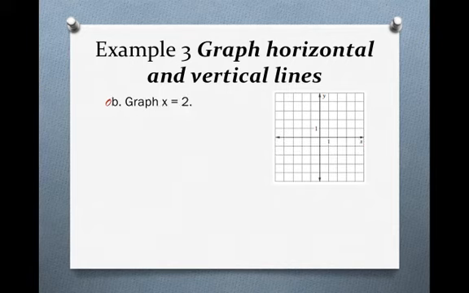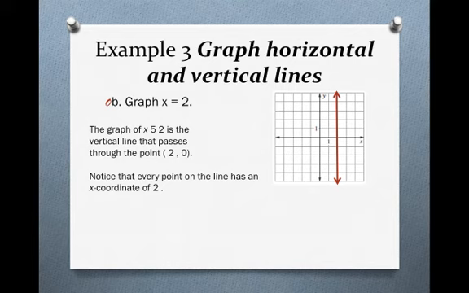Now we're going to graph x equals 2. So you can go over on your x-axis, find the 2, and then draw a vertical line through it. The graph of x equals 2 is the vertical line that passes through the point (2, 0). Notice that every point on the line has an x-coordinate of 2. So the point (2, 0) is on there, so are (2, 1), (2, 7), and (2, -8). So that is the line x equals 2.